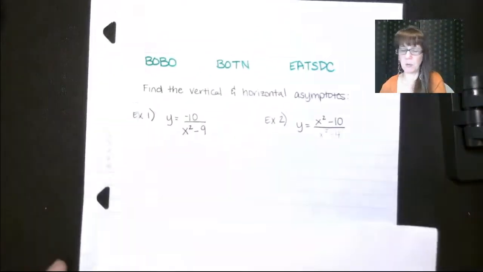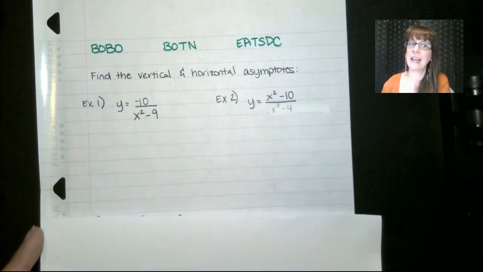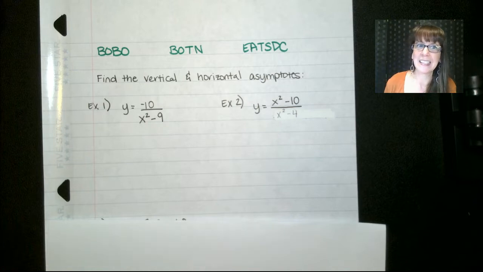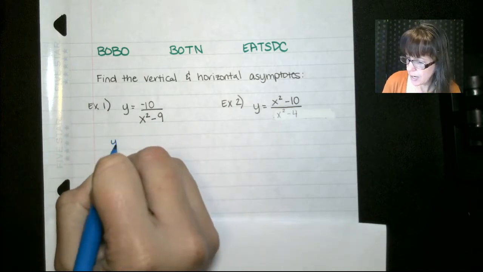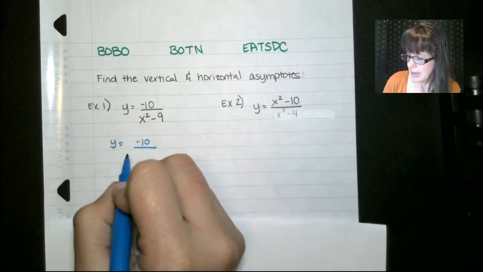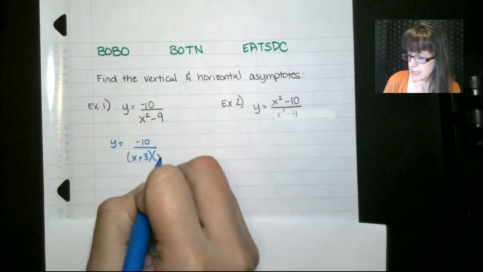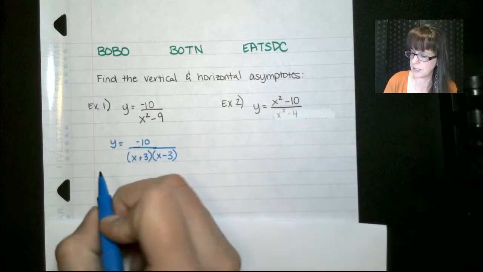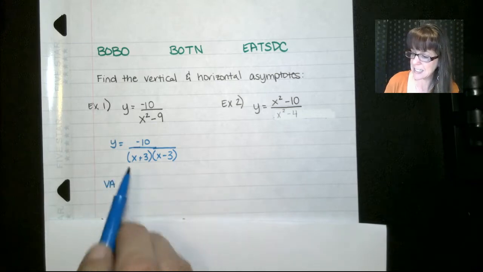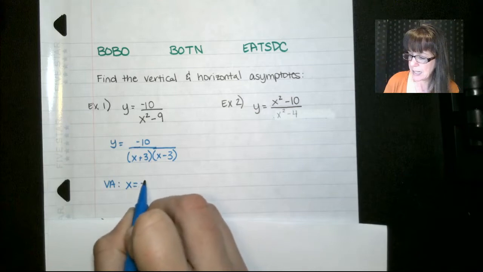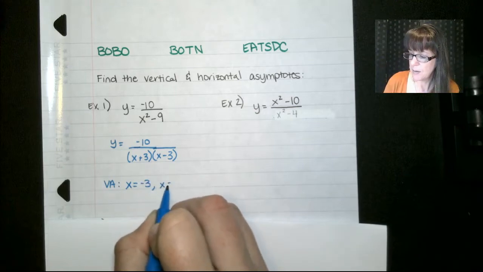Okay, so let's take a look at our first one. For example number 1, we have negative 10 divided by x squared minus 9. The very first thing you want to do is factor. So y equals negative 10 over, and this is a difference of squares, (x plus 3)(x minus 3). In a previous lesson, we learned about finding vertical asymptotes, and to do that you set your denominator equal to 0. If I do that, I get x equals negative 3 and x equals positive 3.